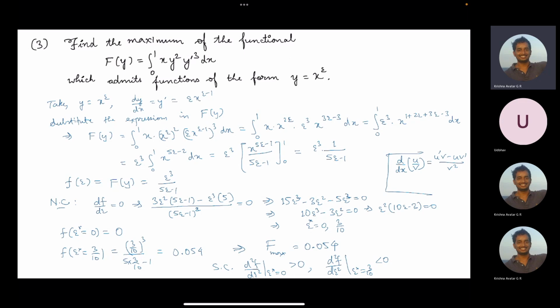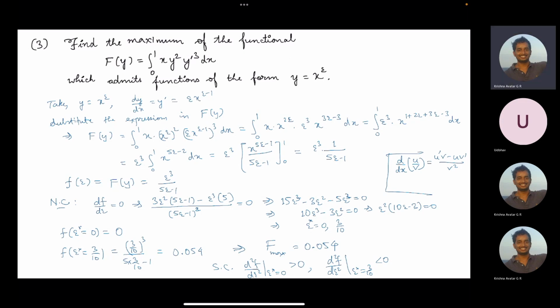Now we expand each term, and then we collate all the exponents in x using the properties of exponentials, so that we just add up all the exponents here. So we have epsilon cubed x to the power 1 plus 2 epsilon plus 3 epsilon minus 3 into dx. Now epsilon cubed being a scalar value and a constant, we can just put it outside, and then we have the integral from 0 to 1 of x to the power 5 epsilon minus 2 into dx.